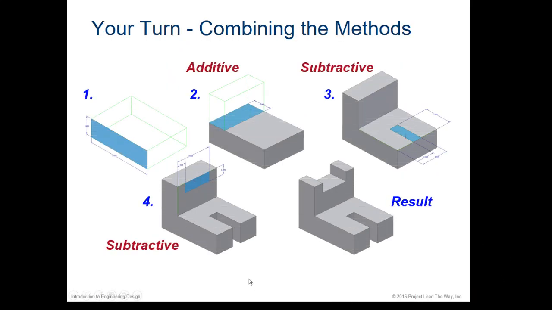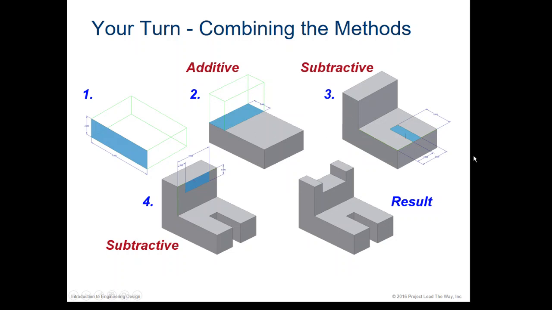We are going to be creating this final object here using the additive and the subtractive methods. We'll start out by making a rectangle that is 2 inches by 7 inches and extrude it back 5 inches. Then we'll add this block here representing the back portion of the object. It is 2 inches by 3 inches.